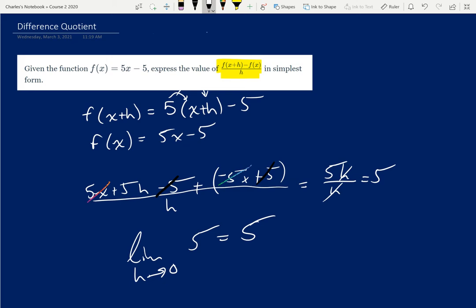A lot of times you'll end with an x. However, you might think, what is instantaneous rate of change telling me anyways? And it's only telling me the slope. And what's the slope of this line? Well, it's 5.